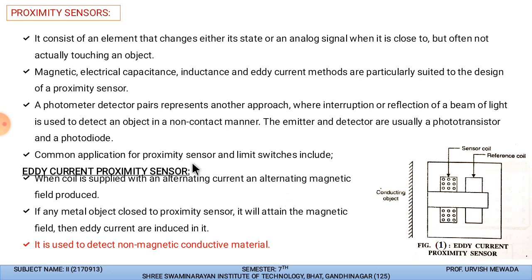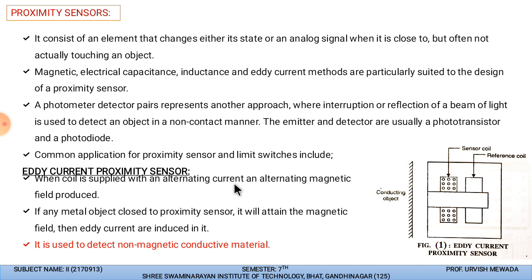So how does this eddy current proximity sensor work? This is the diagram of the eddy current proximity sensor. This is the conducting object, and this is the setup, this is the sensor coil and this is the reference coil. Whenever this object moves, the sensor coil will sense the position of this object, compare the signal to the reference coil, and give the output, or it generates the EMF according to the motion of this conducting object.